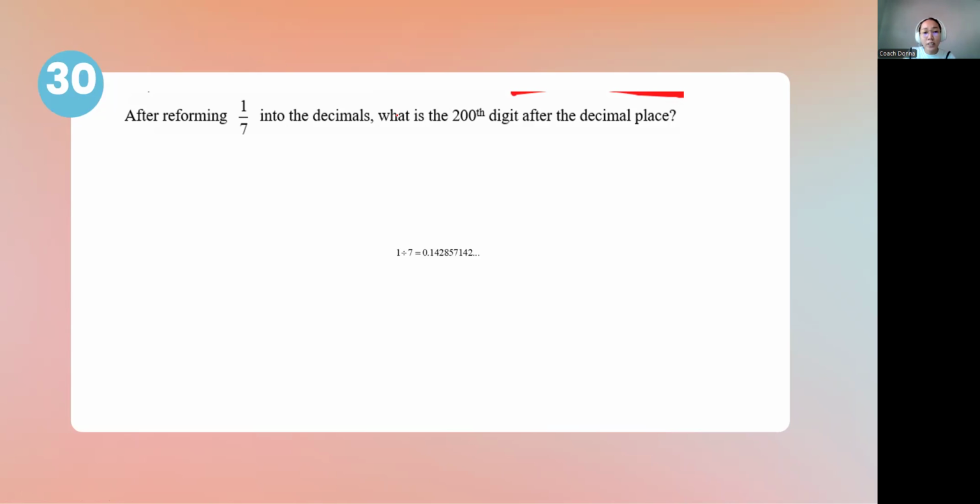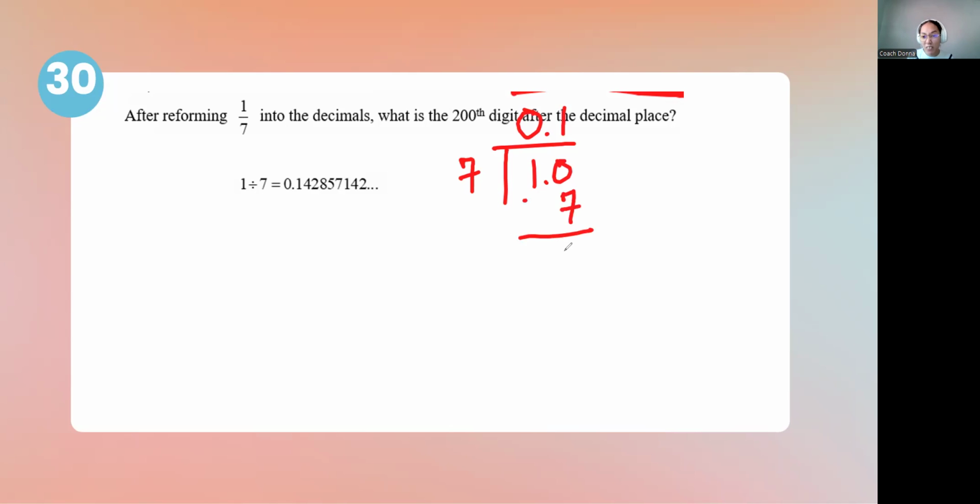It's 0.142857142. To give you an idea how to do that, it's like this. So 1 divided by 7. There is no 7 that will fit in 1, so that's 0. Put a decimal point, you can also add a 0, so that's already 10. 10 divided by 7, there's one 7 there. 1 times 7 is 7. Subtract, 10 minus 7 is 3.